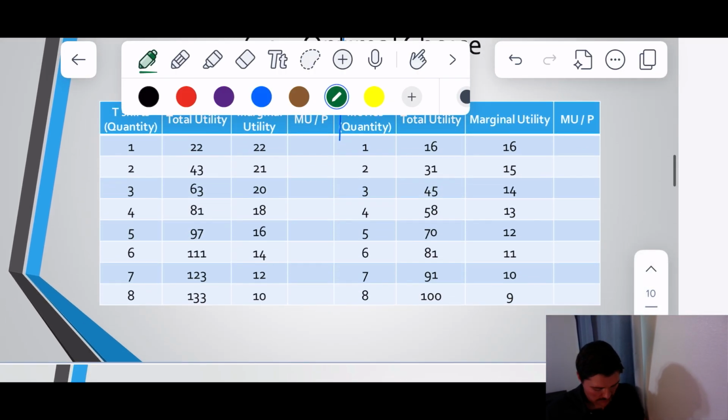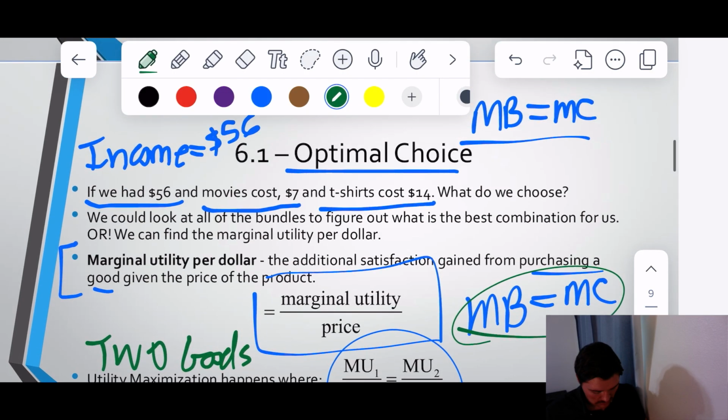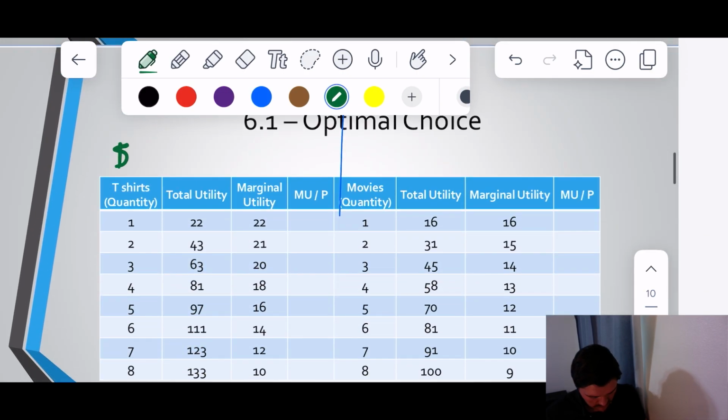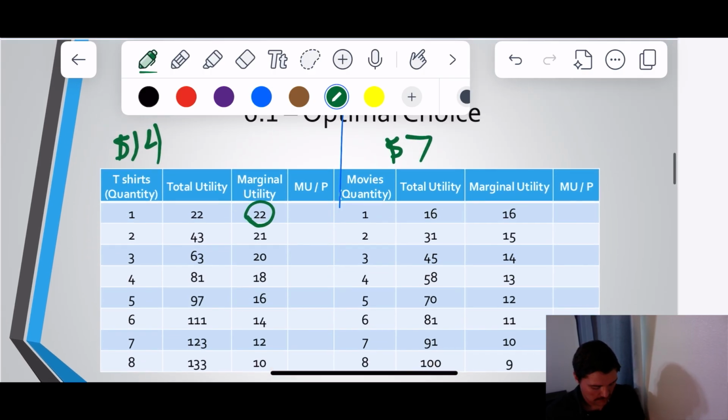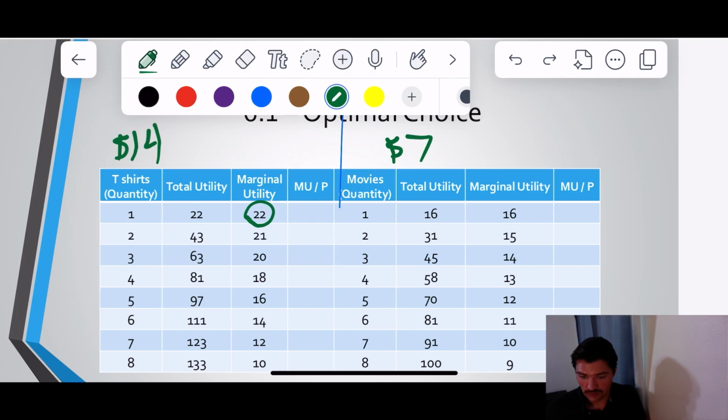So let's do that real quick. So again, t-shirts are $14 and movies are $7. So we're going to take the marginal utility and divide it by the price. All right. So what we'll do is 22 divided by 14, and that's going to give you 1.57.